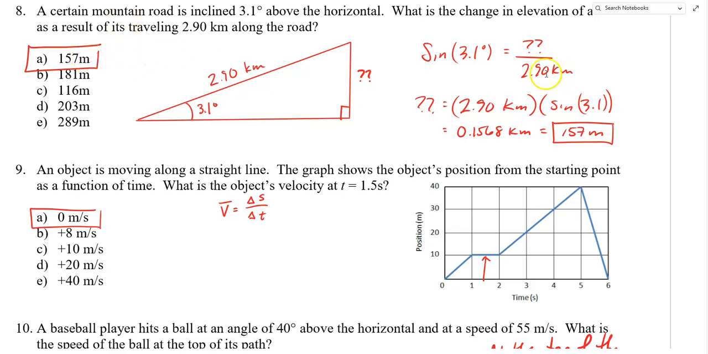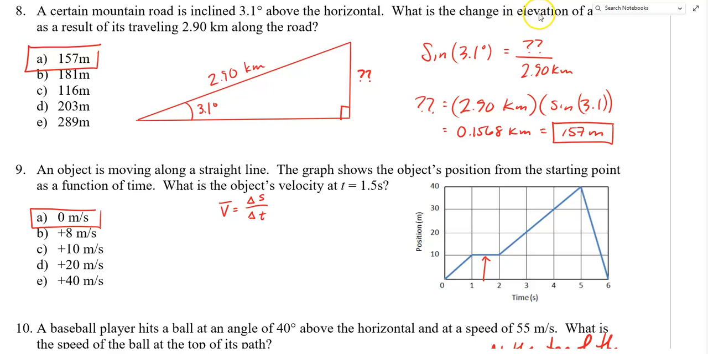Question 8 is just a sneaky trig problem tossed into our physics exam. We have a mountain road that has an incline of 3.1 degrees. If we're traveling 2.9 kilometers along the road, since the road is presumably along this diagonal and not this horizontal component, we have 2.9 kilometers along the diagonal, the hypotenuse, with the angle measure being 3.1.